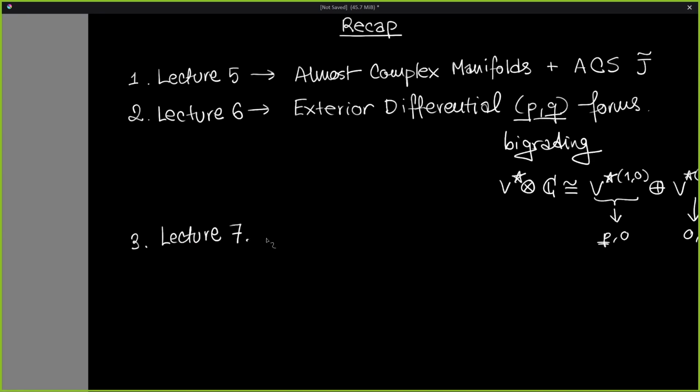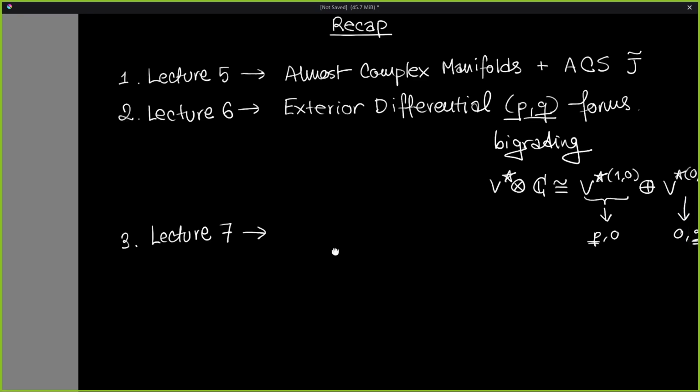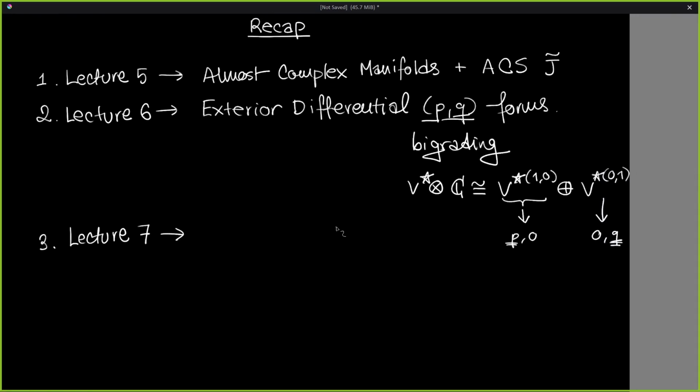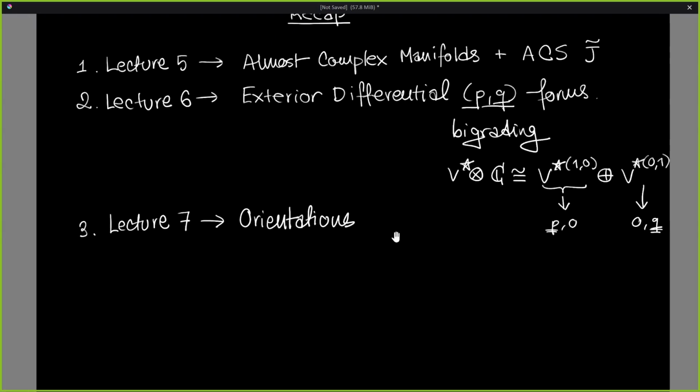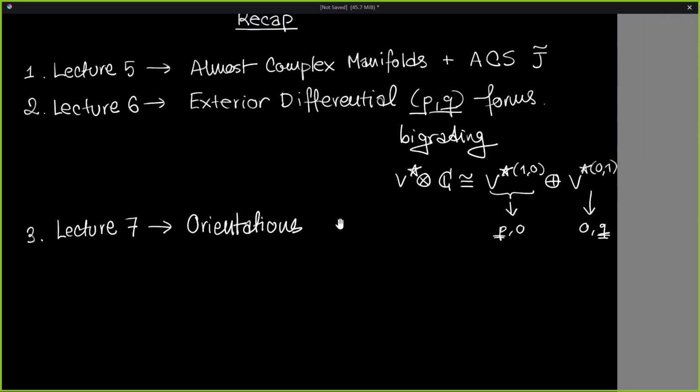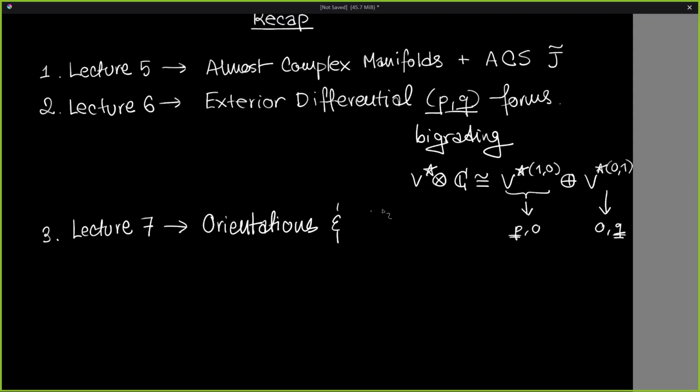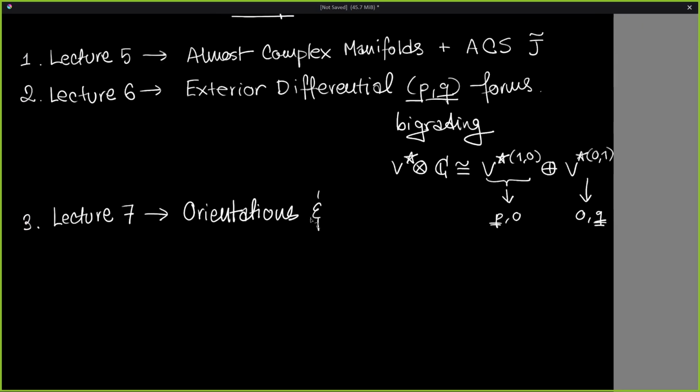In lecture 7, we were originally supposed to do Dolbeault Cohomology, but I realized that we needed some more tools in order to properly talk about cohomology and the rest of the course. So we have orientations and integration, which is what we did last time.